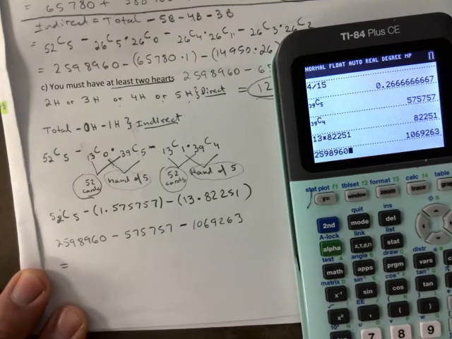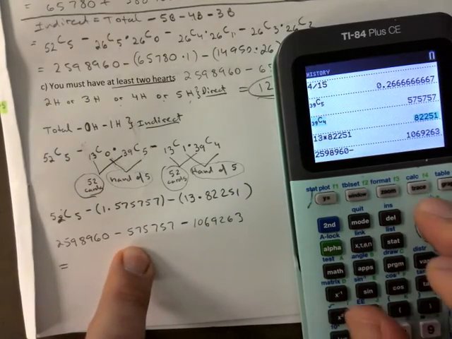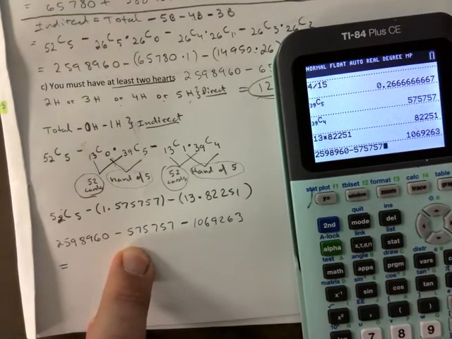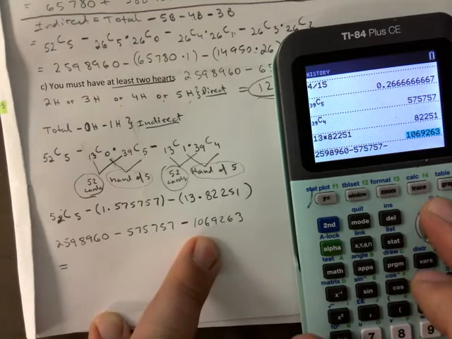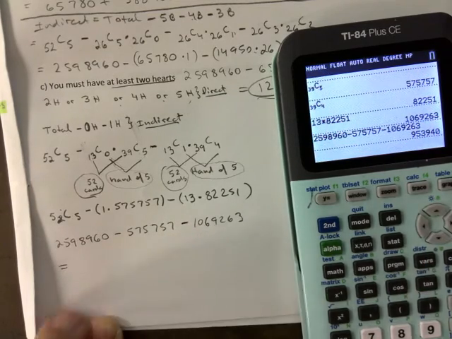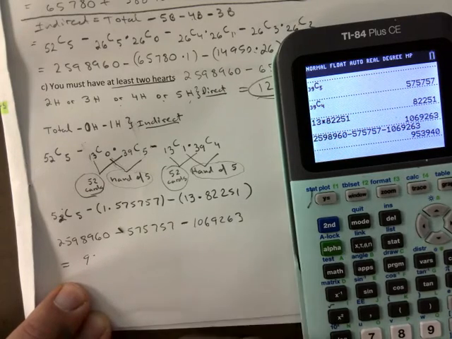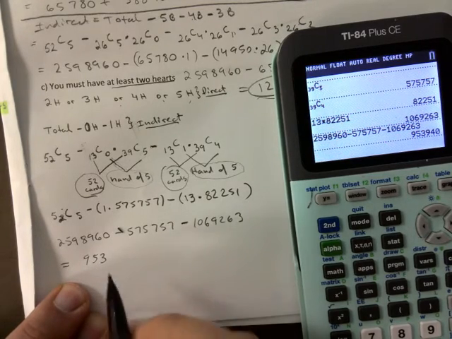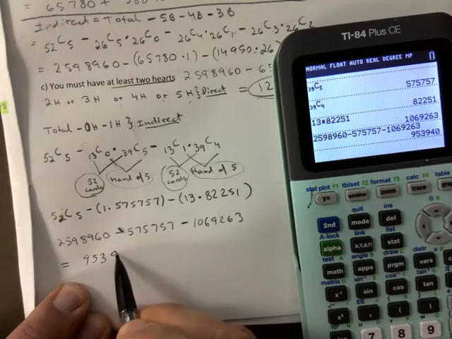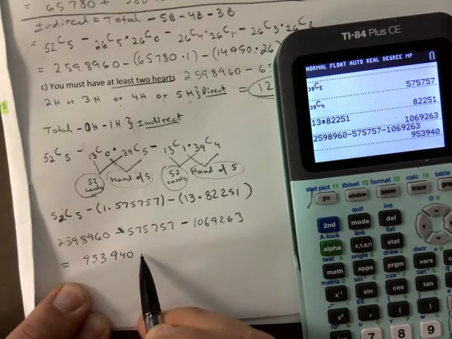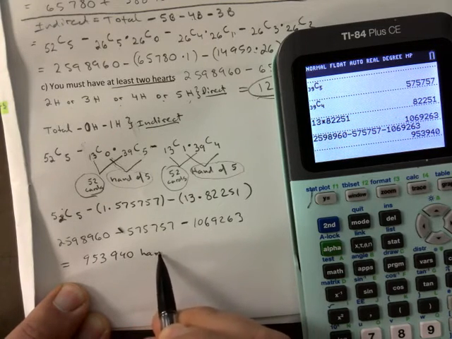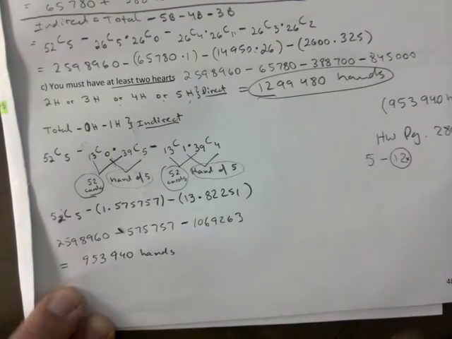2,598,960 minus. I'm going to go copy that answer minus this one. You're left with 1,529,940 hands. Okay.